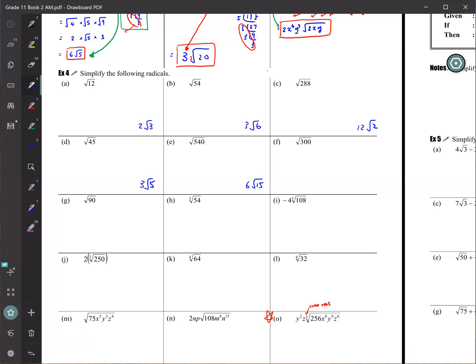Aaron, next one. 10 root 3. Okay. Brennan? 3 root 10. Sarah? 3 and then cube root 2. Cube root 2. Okay. Eric?